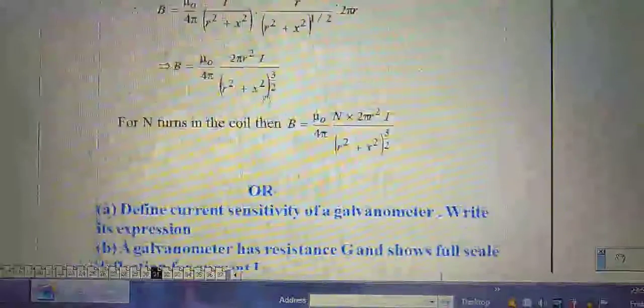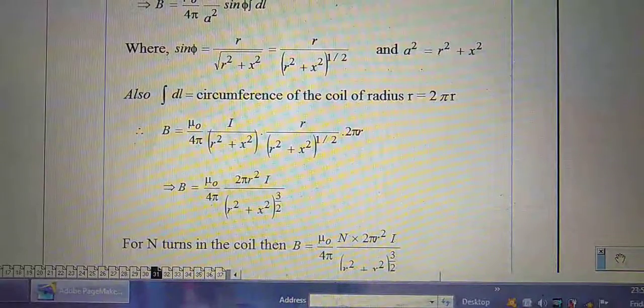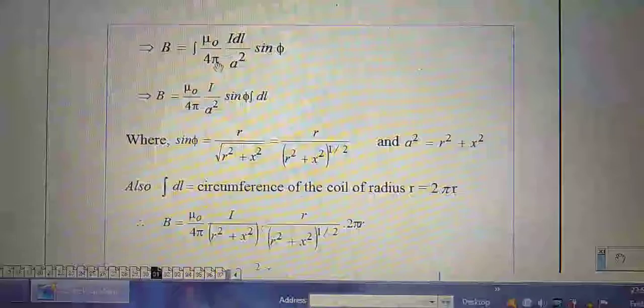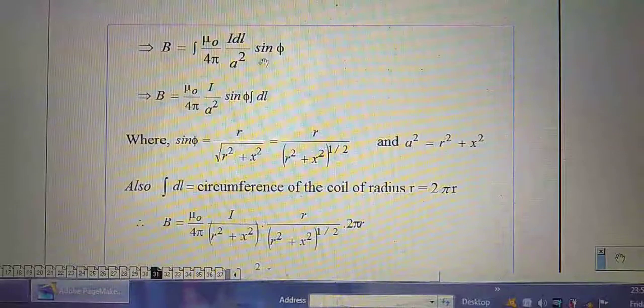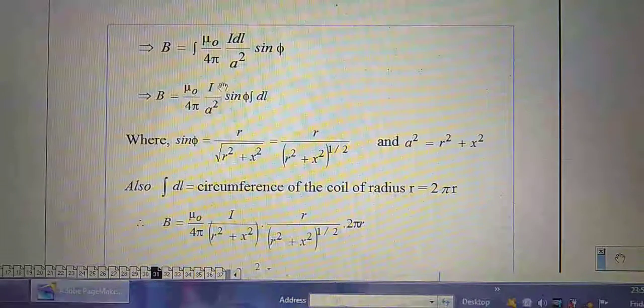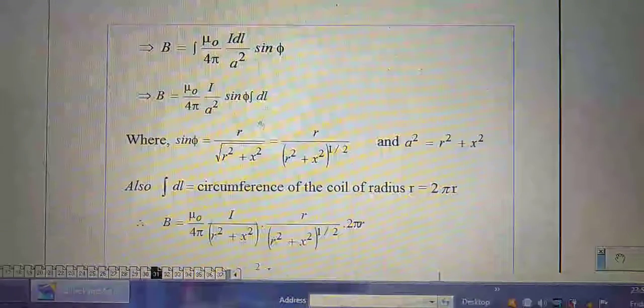So therefore B equals the integration of mu naught by 4 pi, I dl by S square, sin phi. Mu naught by 4 pi, I, S square, sin phi are all constant, so take them out. We have to integrate over dl.